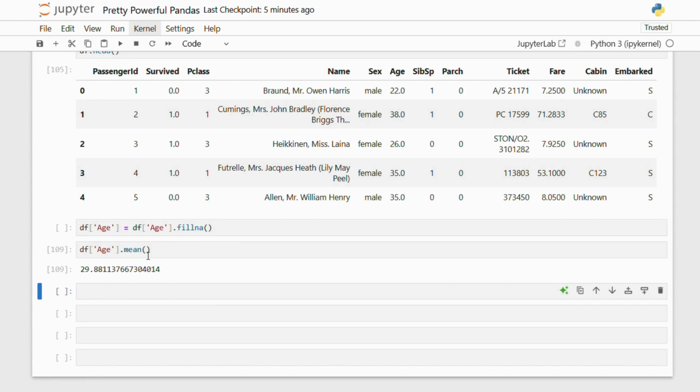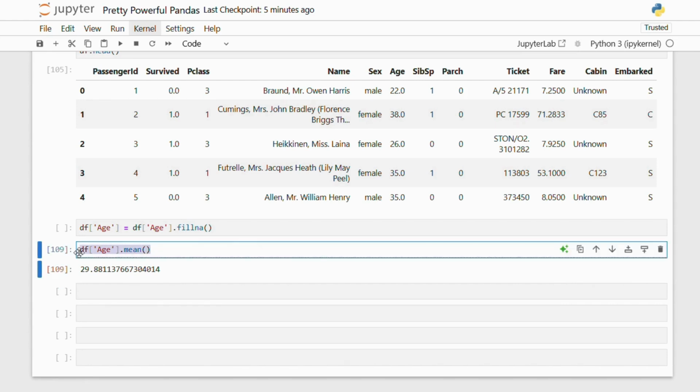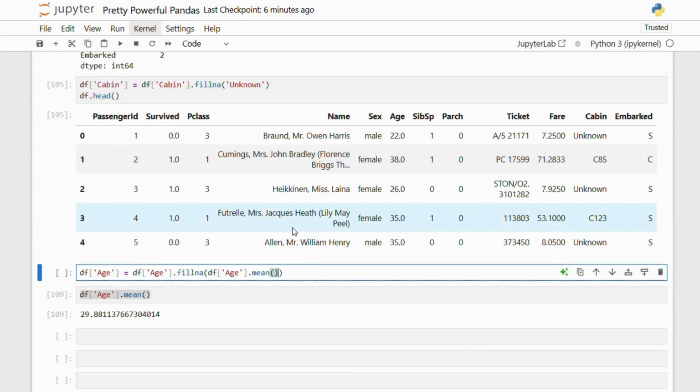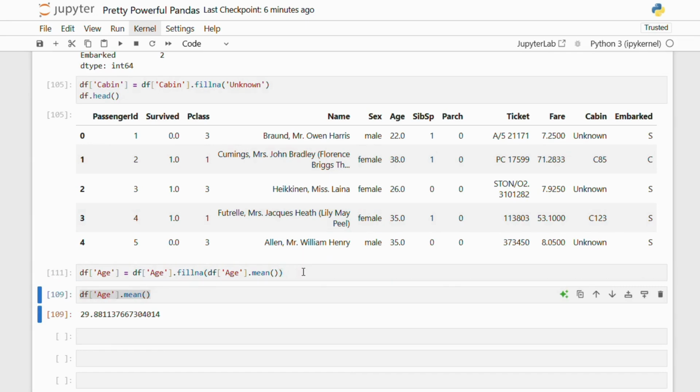And when we do that, we get that. And what we're going to do is take that whole thing and use it in our fill. So we're going to slice our data frame for age, and fill any values that are NA, replacing them with the mean of that column, age. So yeah, let's do that.